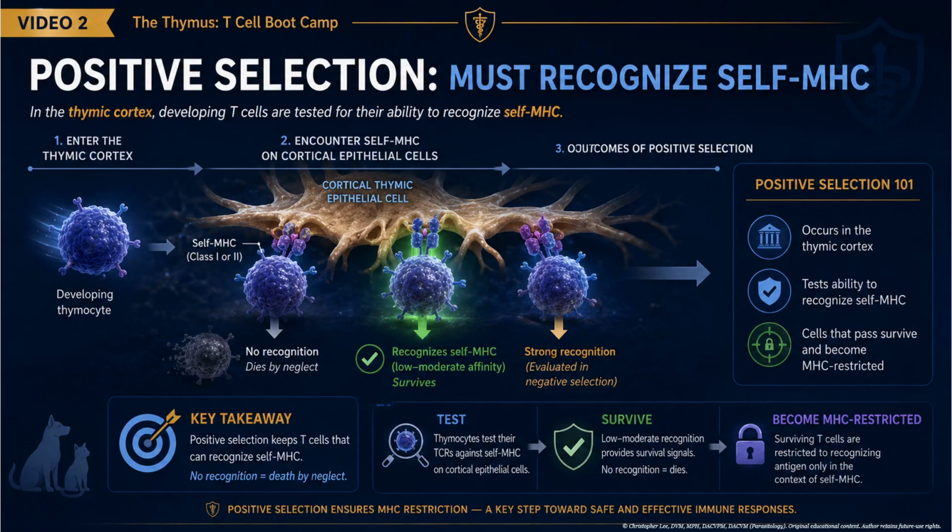This process creates MHC restriction. In other words, surviving T cells are restricted to recognizing antigen only when it is presented on the animal's own MHC molecules. That's a big deal because T cells do not just recognize peptide alone, they recognize peptide plus MHC. Positive selection ensures that the T cell can actually use the animal's MHC display system.